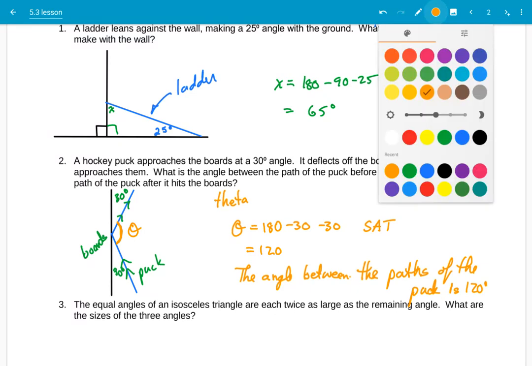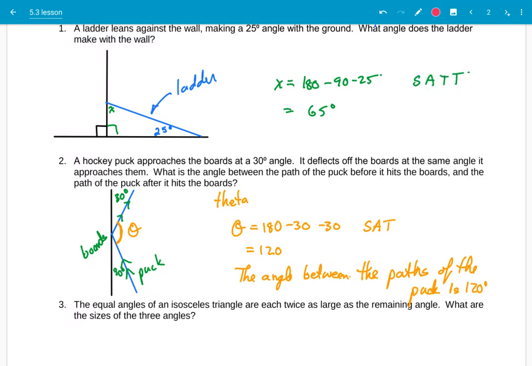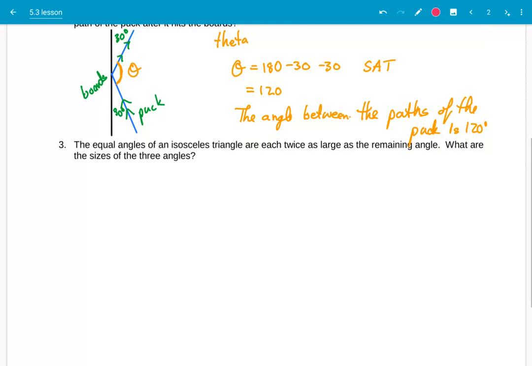What angle does the ladder make with the wall? The ladder makes a 65 degree angle with the wall. Last one. The equal angles of an isosceles triangle are each twice as large as the remaining angle. What are the size of the three angles?